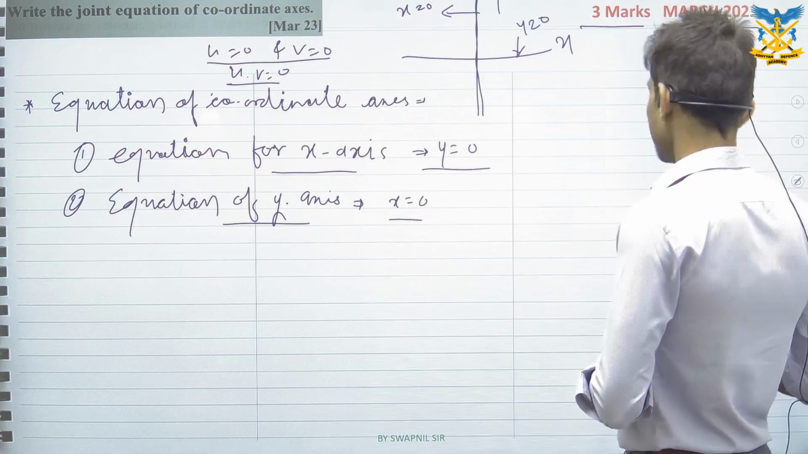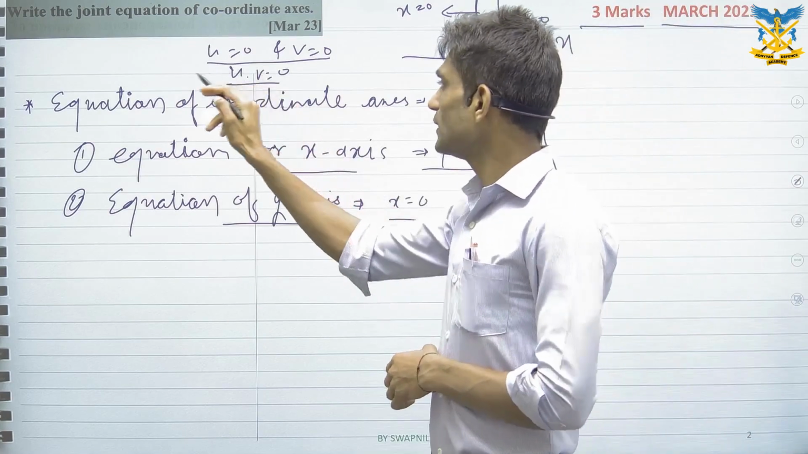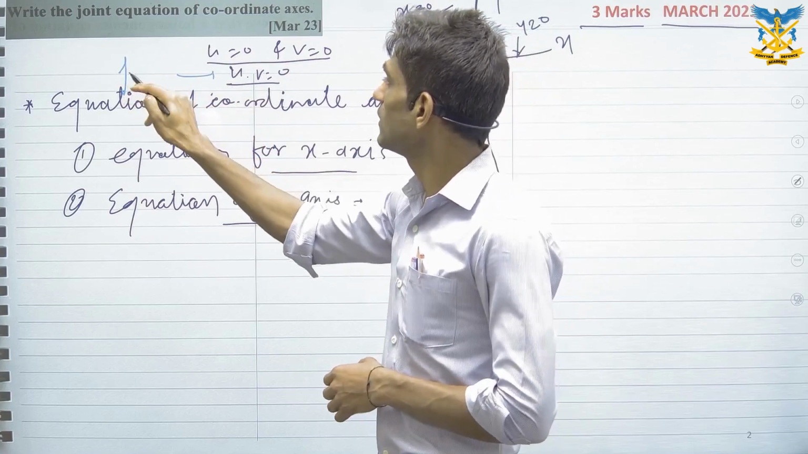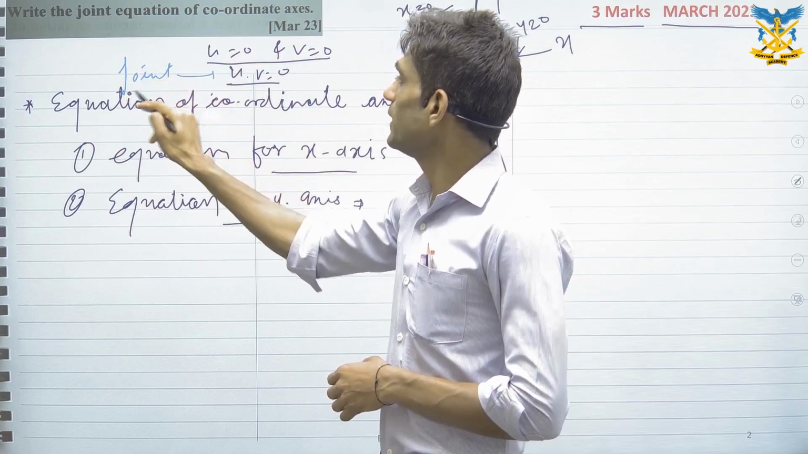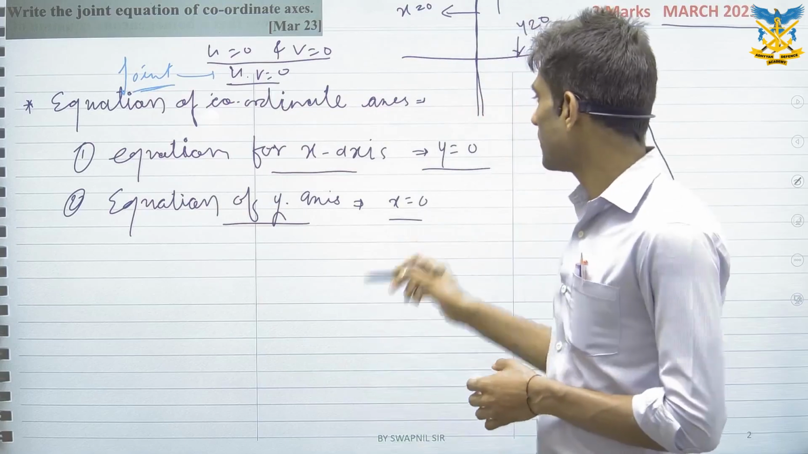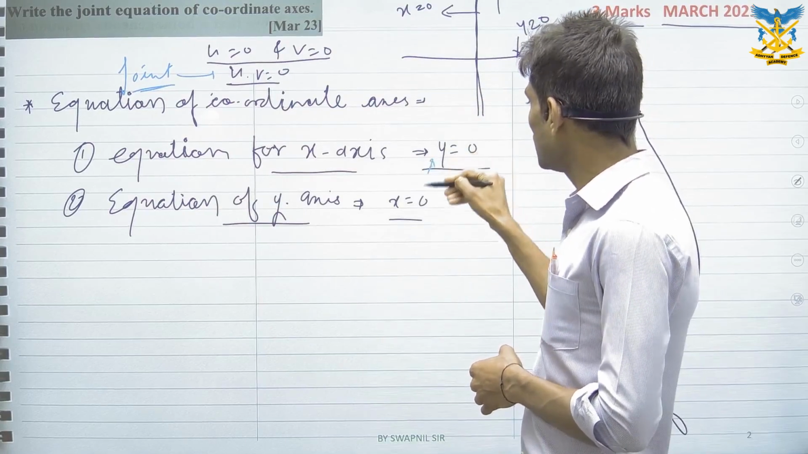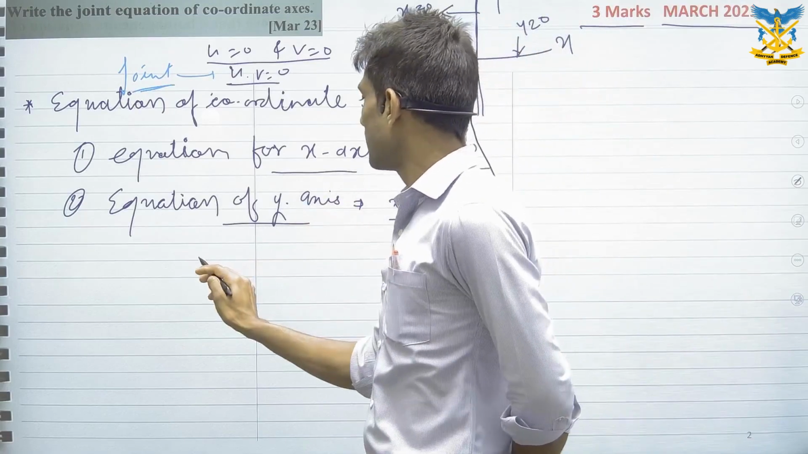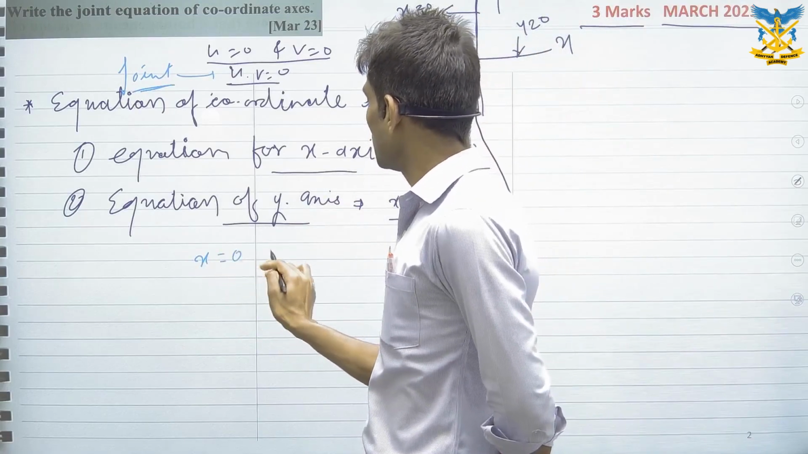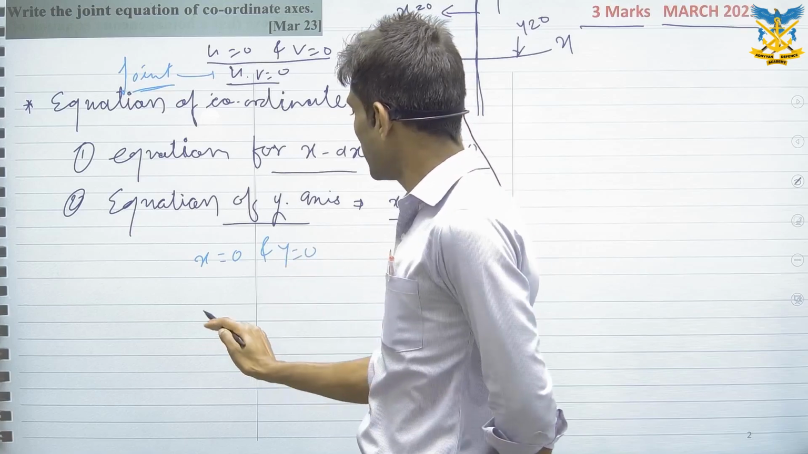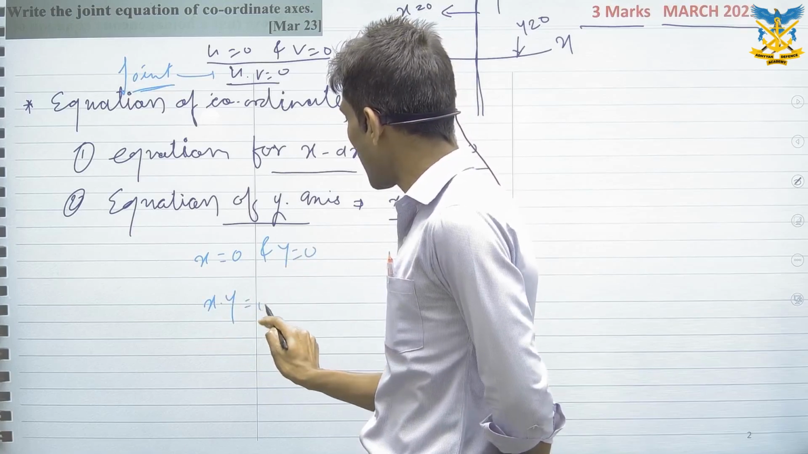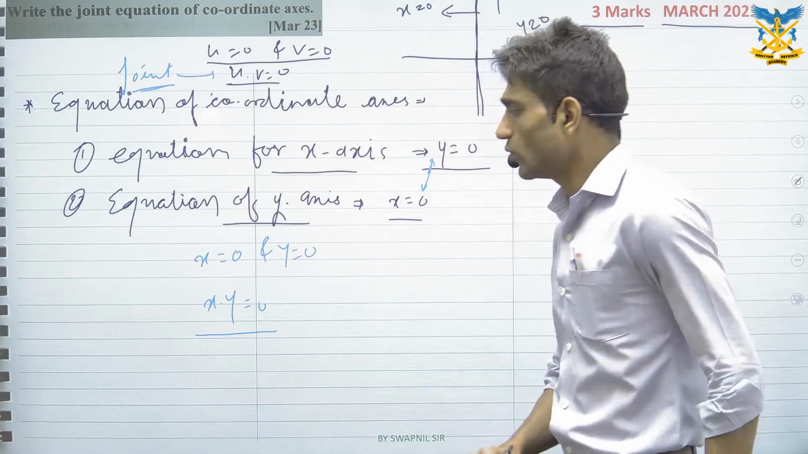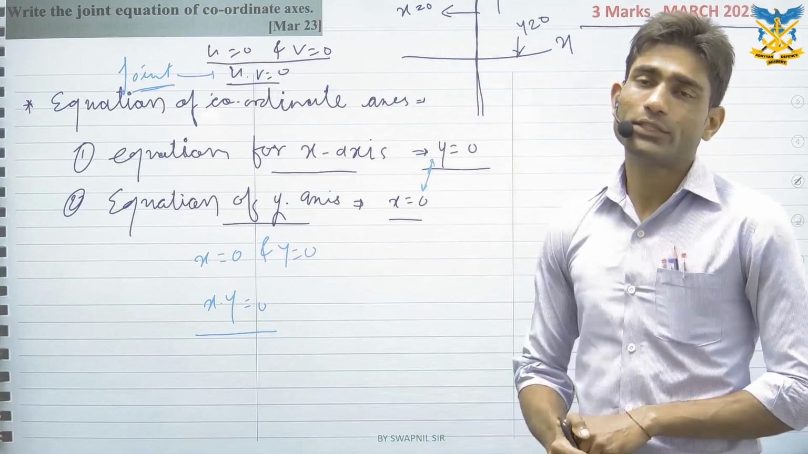Now let me change the color. So we want the joint equation, which means we multiply these two equations together. Multiplying x equal to 0 and y equal to 0, we get x into y equal to 0. So this one is our joint equation of the pair of lines.